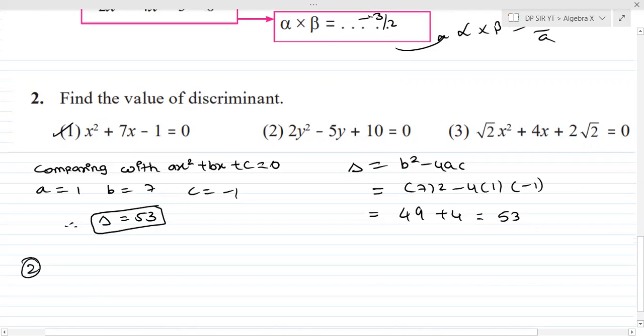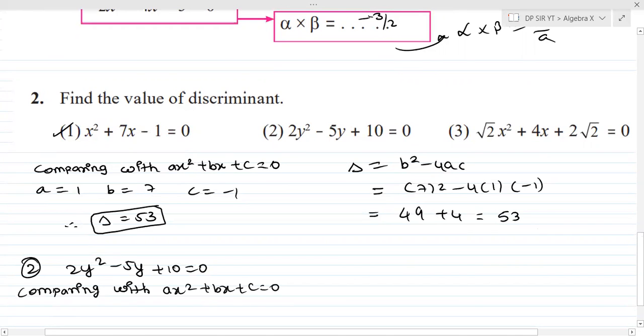Next question, that is 2y square minus 5y plus 10 is equal to 0. Comparing with ax square plus bx plus c is equal to 0, a is equal to 2, b is equal to minus 5, c is equal to 10. Don't copy the question wrong, or else no one is going to help you.